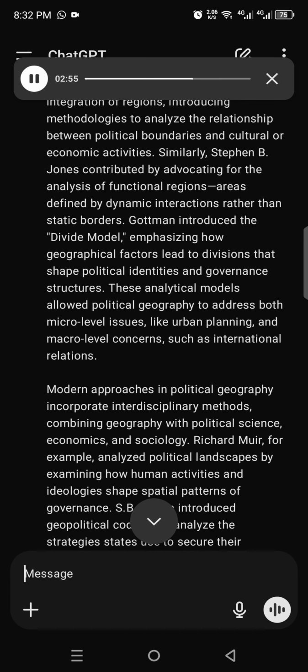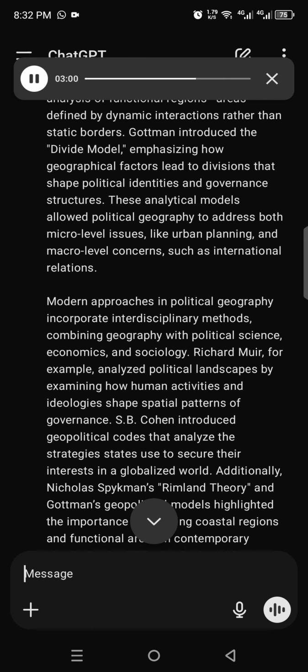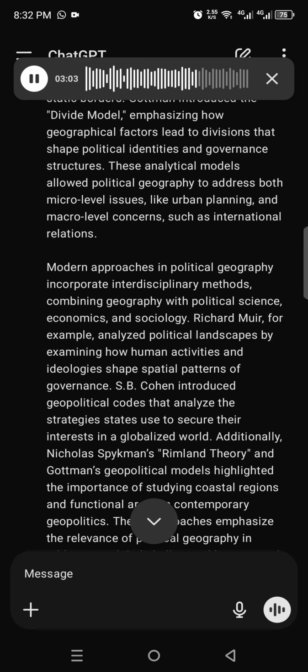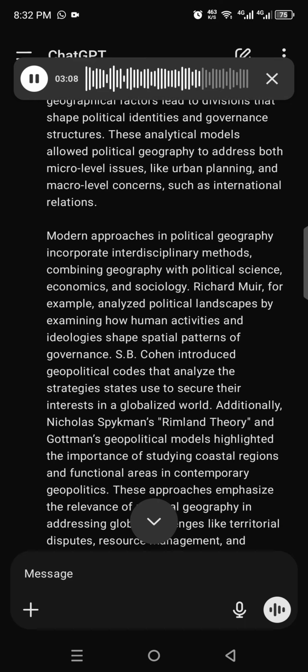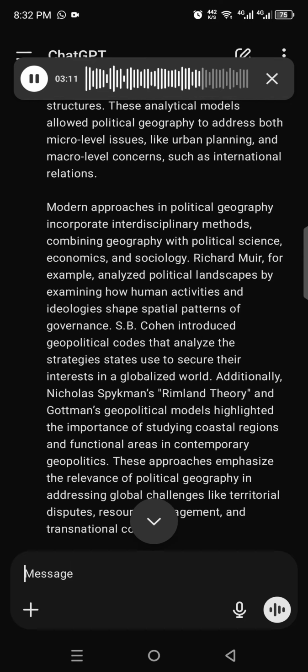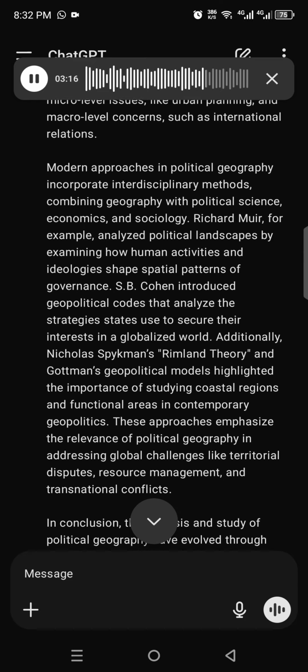These analytical models allowed political geography to address both micro-level issues like urban planning and macro-level concerns such as international relations. Modern approaches in political geography incorporate interdisciplinary methods, combining geography with political science, economics, and sociology. Richard Muir, for example, analyzed political landscapes by examining how human activities and ideologies shape spatial patterns of governance. S.B. Cohen introduced geopolitical codes that analyze the strategies states use to secure their interests in a globalized world.